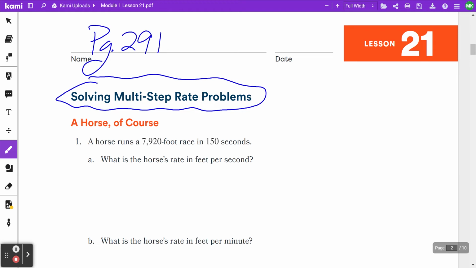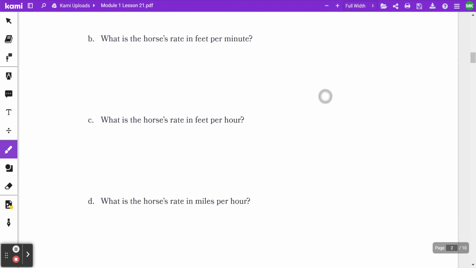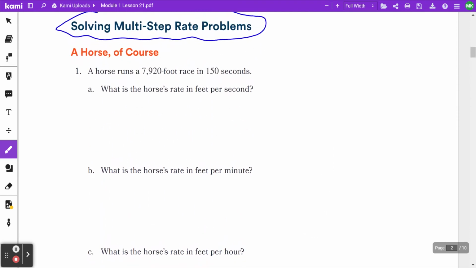We're on page 291, and a horse, of course. We're only going to solve one problem, which really means we're solving four, because these are multi-step problems. Okay, so we have a horse that runs at 7,920 feet in 150 seconds. And they want to know, how many feet is that per second?